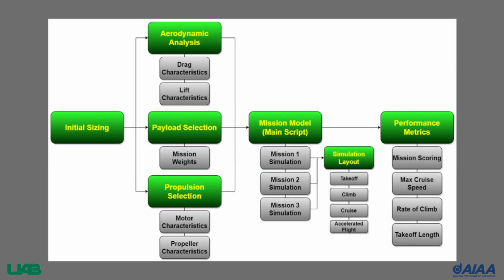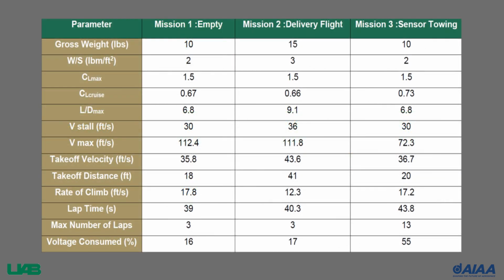We predicted the performance of the aircraft by developing a model in MATLAB to simulate each of the flight missions. Each segment of flight was estimated using Euler's method to calculate velocity, position, and energy consumption. Thrust was calculated using propeller and motor performance data from the distributors. Lift and drag were calculated using coefficients derived from aerodynamic analysis. The model predicted an average lap time of 40.3 seconds in Mission 2 and 13 total laps in Mission 3.